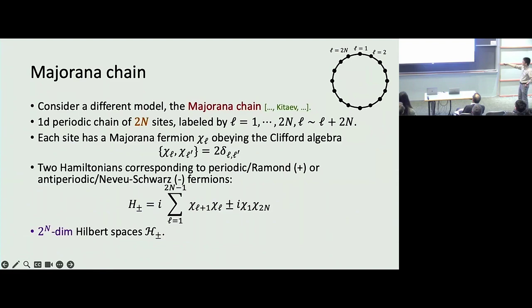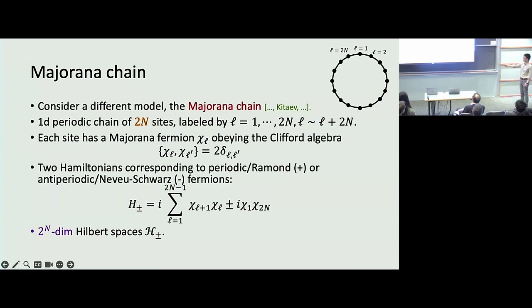Now, what does that mean from a continuum CFT point of view? If you go to the large N limit, they flow to a continuum Majorana conformal field theory. Massless Majorana conformal field theory, no interaction, no mass whatsoever. If you pick the plus, that's the Majorana CFT in the Ramond sector. If you pick the minus, that's the Majorana fermion in the Neveu-Schwarz sector. In either case, we have a 2 to the N dimensional Hilbert space.